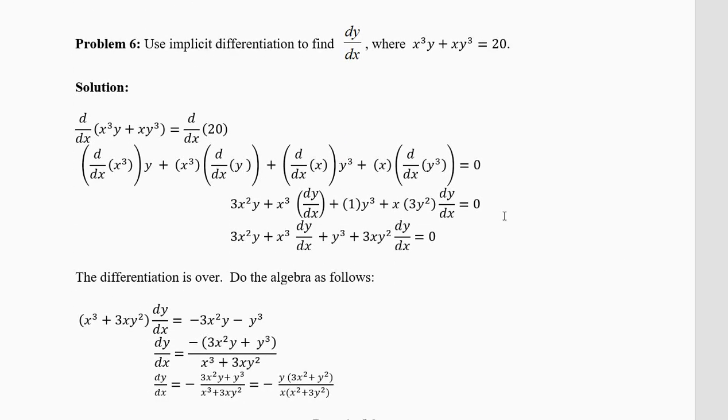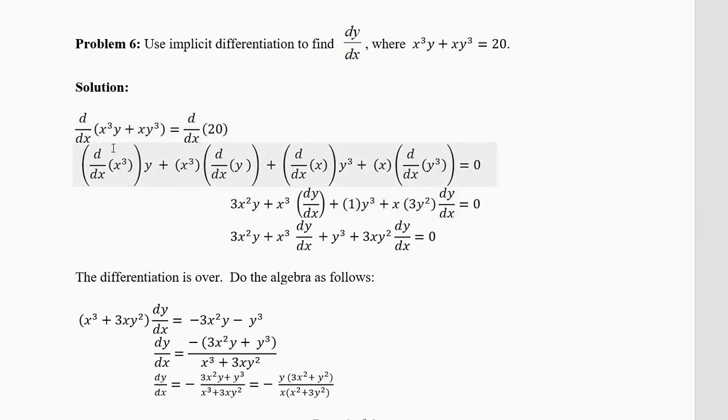Now let's look at one more example. The last example in direct implicit differentiation. The next two examples have to do with slopes and tangents. Now here the function is x³y plus xy³ equal to 20. Now differentiate the left and differentiate the right. The derivative of 20 is 0.